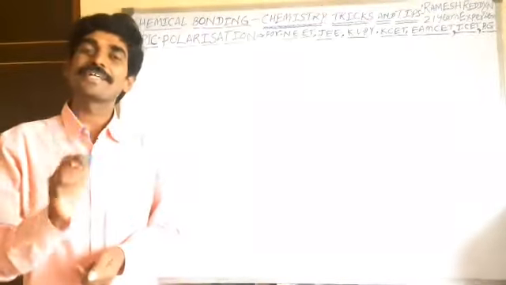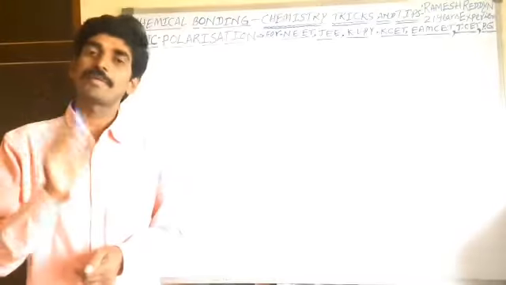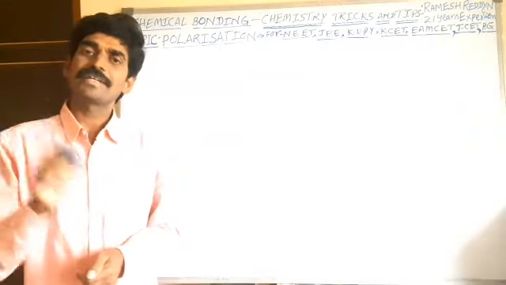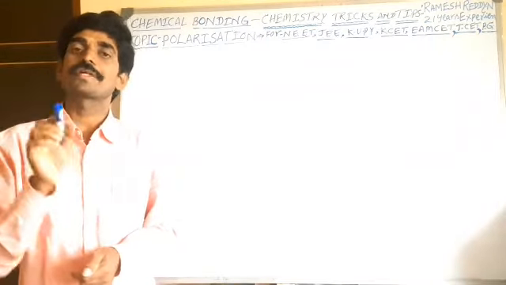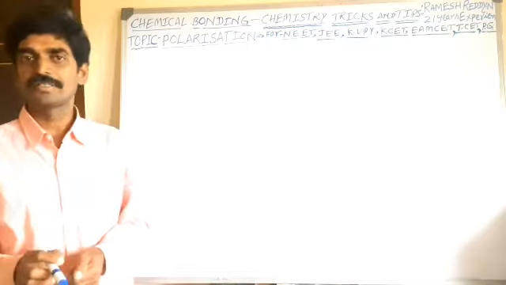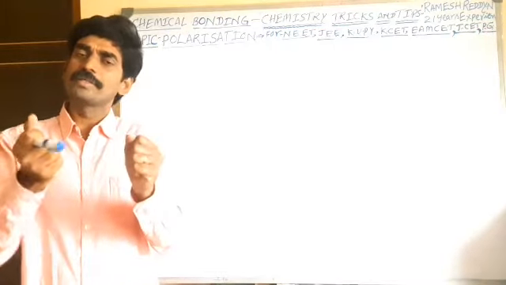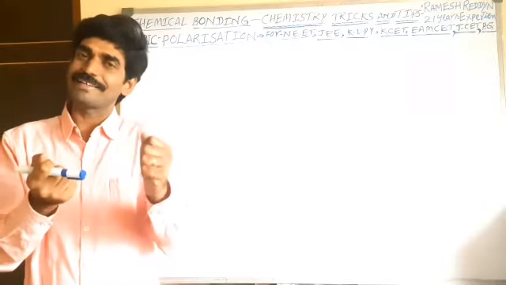Today we are going to discuss the polarization topic, which belongs to the chemical bonding unit. Questions from this concept are frequently expected in different competitive examinations. Let us start with polarization. An ionic bond is formed between a cation and an anion.